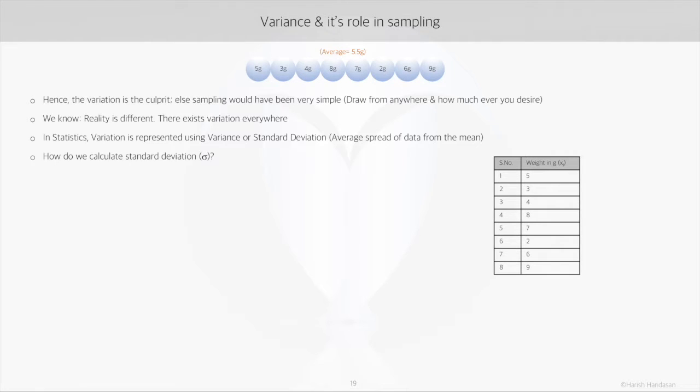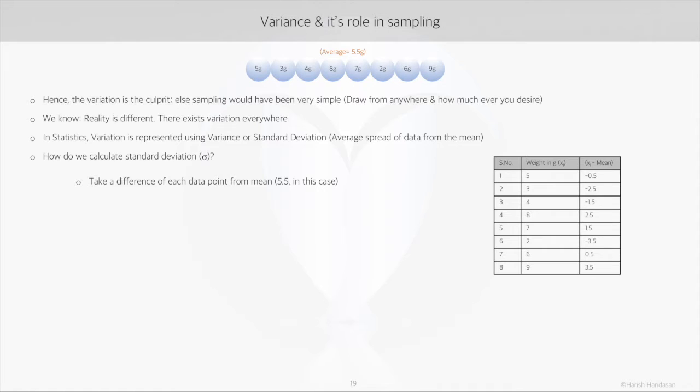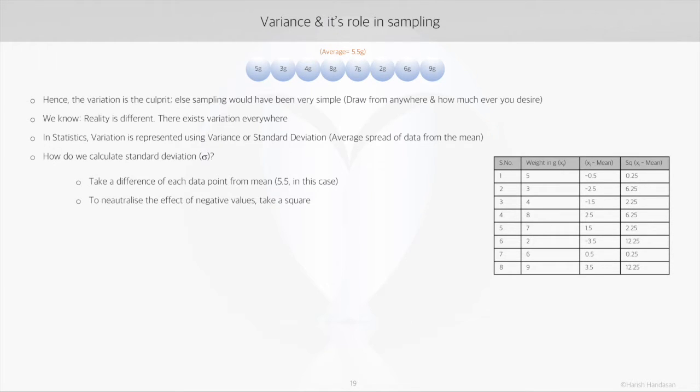In the table on the slide, we have recorded the weight of the balls that we saw in the second case on the previous slide. Now we take a difference of each data point from the mean, which is 5.5 in this case, because that's how we can estimate the spread of the data. To neutralize the effect of negative values, we take a square. Then we sum up the squared values.